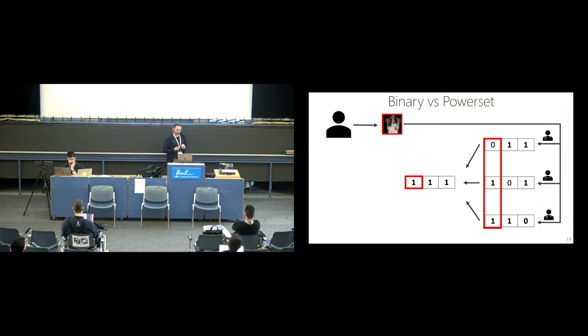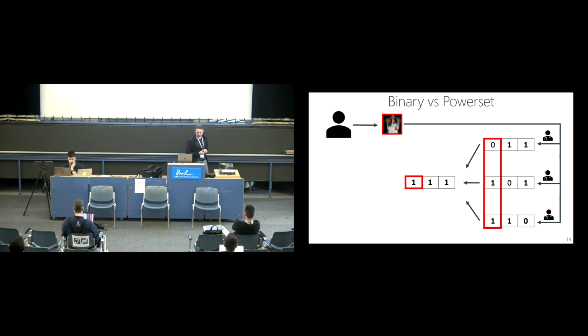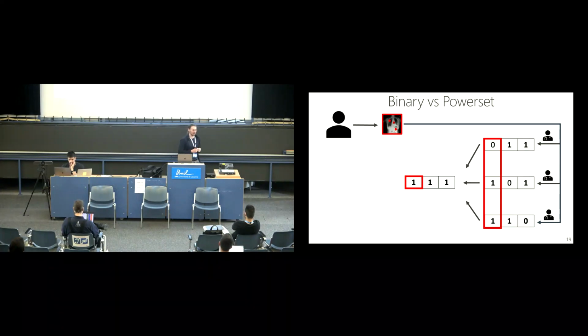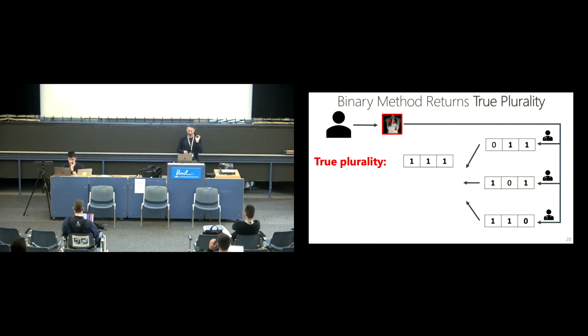So let us now consider a different example of voting, and we do that to compare directly these binary and power set methods. In this case, we have different ballots from each of these answering parties. When we consider these votings per label, each of these answering parties would return a majority positive vote. So it occurs that the binary method returns true plurality, which means that we choose the most voted for value for a given label.